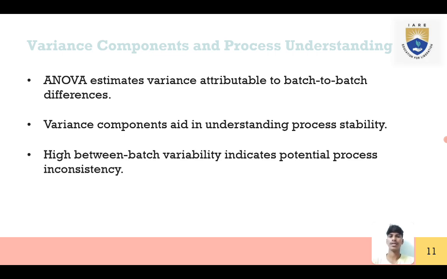Variance components and process understanding. ANOVA estimates variance attributable to batch differences. Variance components aid in understanding process stability. High between batch variability indicates potential process inconsistency.